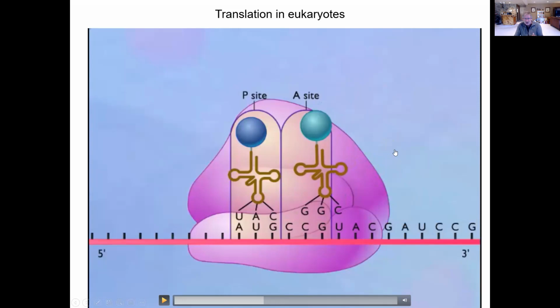Here's the next transfer RNA being shuttled in to the A site. Note its anticodon sequence complements the codon sequence in the messenger RNA.